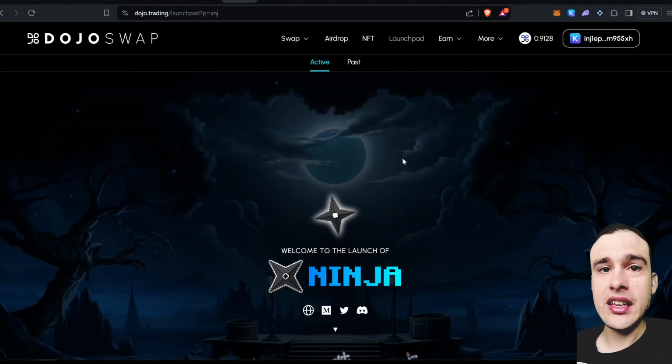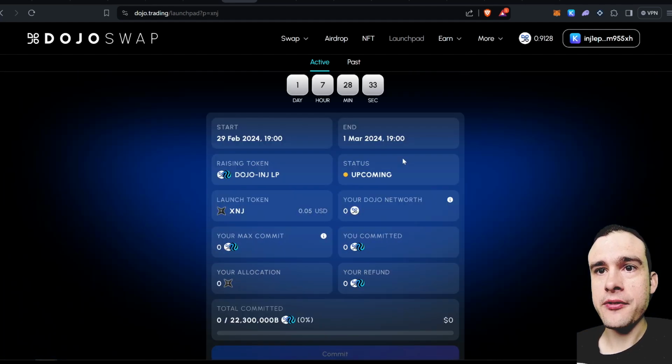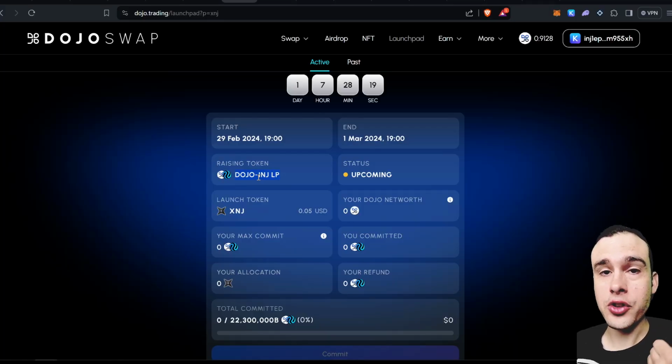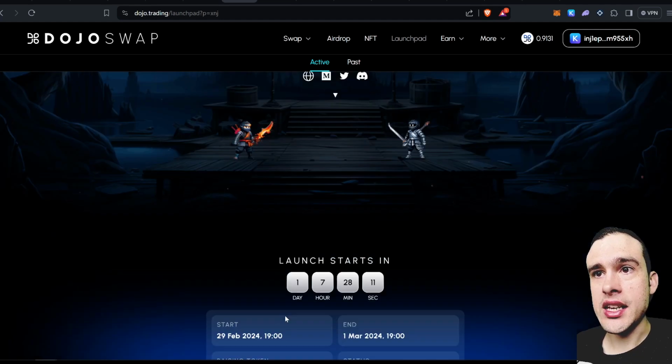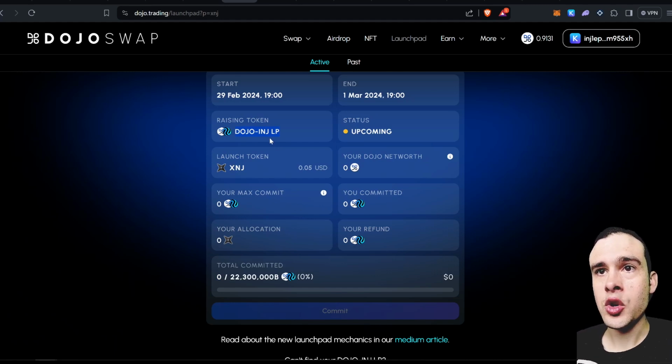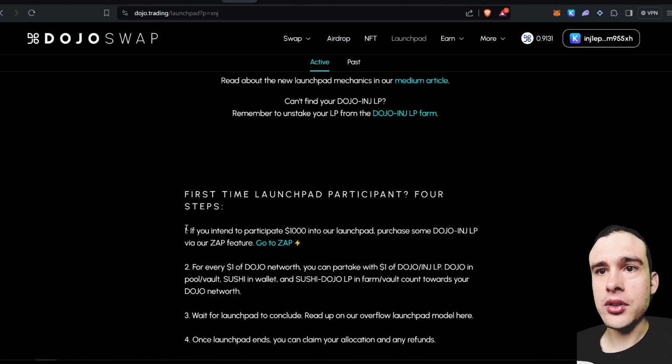Now, the way you get into these Launchpads is by providing liquidity. So you can see the raising token is Dojo and INJ LP. You have to provide liquidity to the INJ and Dojo LP, which again creates more buying pressure for Dojo and Injective because people want to participate to get an allocation in these projects. Especially the more of these projects are successful, the more people will come and buy these, which will create buying pressure and lock them up in order to qualify to be even able to buy it before it's listed. And you can come down and have a look at how it works.